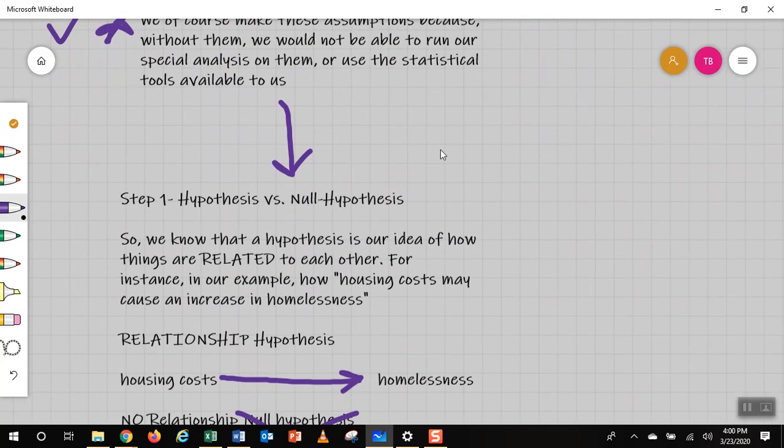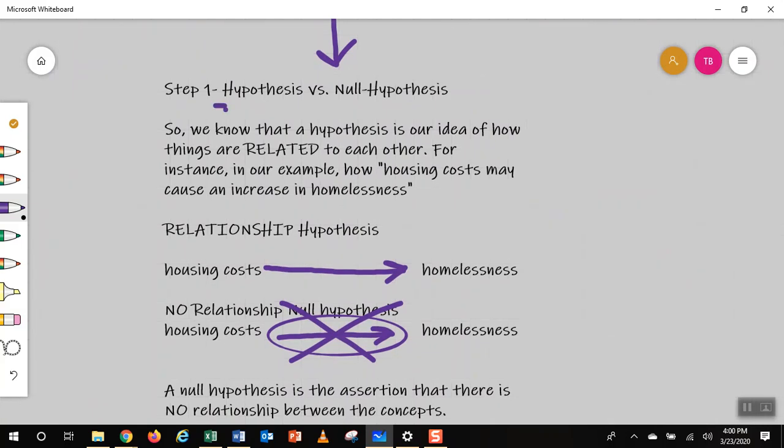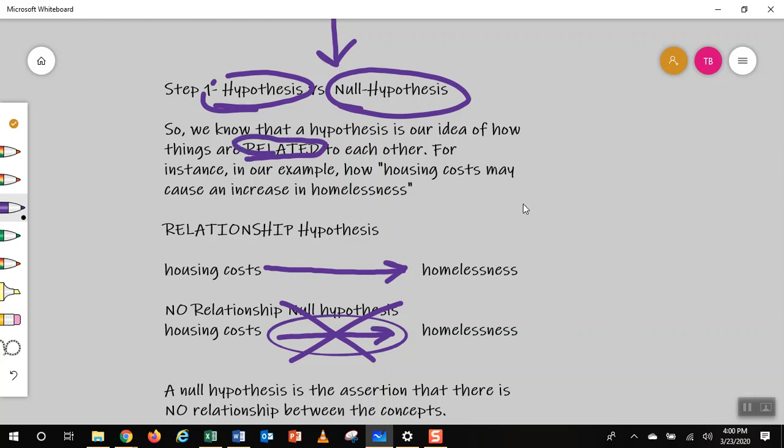Okay, so step one, then. We've already talked about what the hypothesis is. And now there's something called a null hypothesis. This essentially is a way to double check our work, and I'll explain what that means in just a little bit. If we think about what a hypothesis is, it's how two different concepts are related to each other. I want to highlight that part, the relationship.